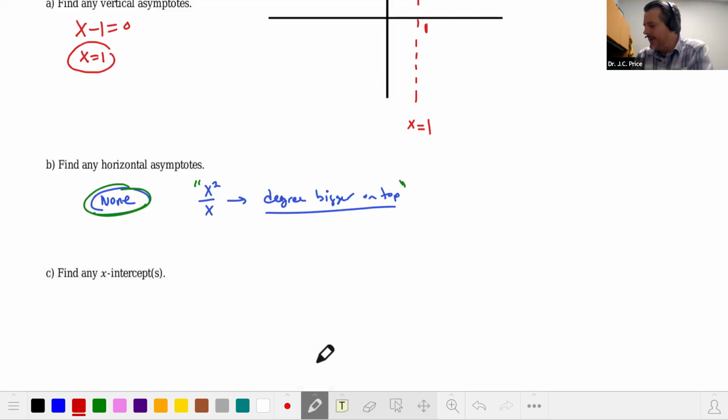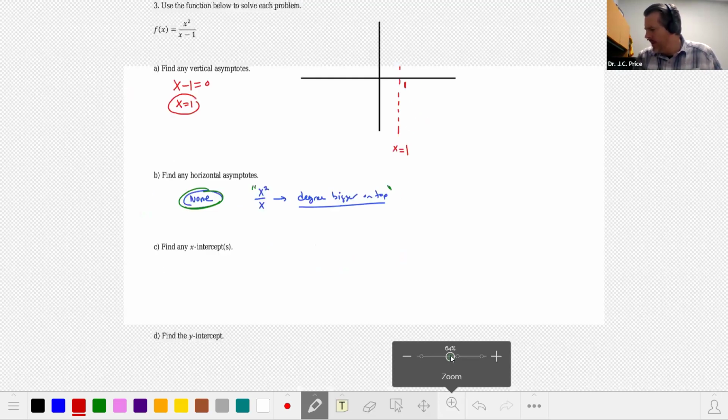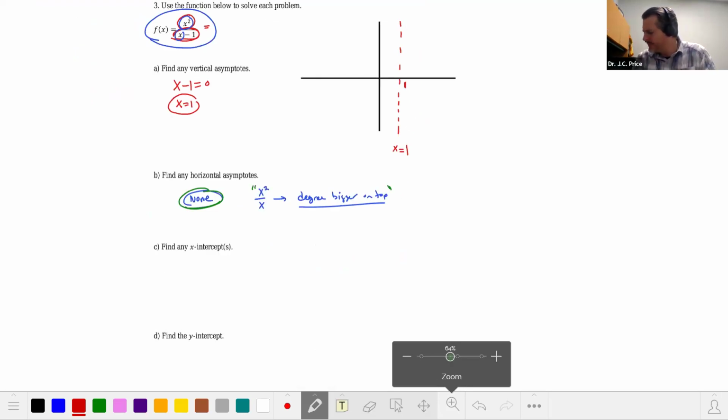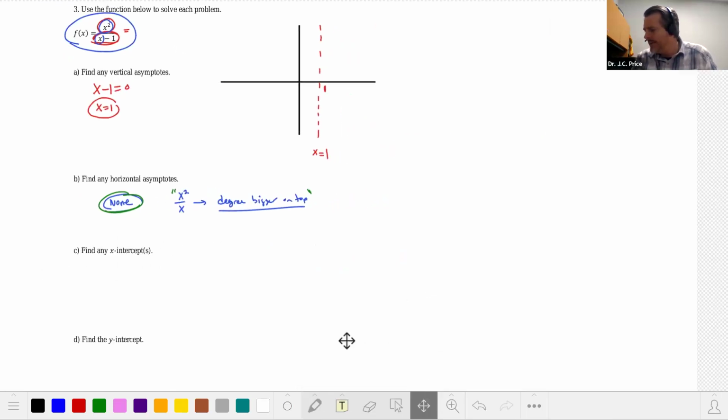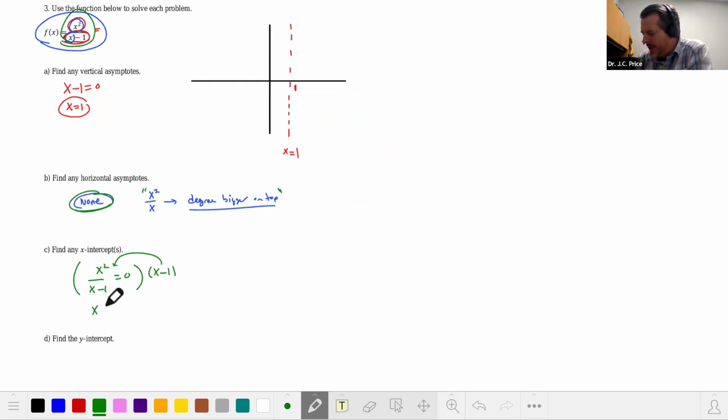So let's come down here and find the x-intercept for this one. All right, so how do we do it? Well, you take that function at x-intercepts, you just set it equal to 0. So take this x squared over x minus 1, set it equal to 0. We'll clear the denominators. We multiply everything by x minus 1. So on the left-hand side, you just get an x squared. On the right-hand side, you just get a 0.